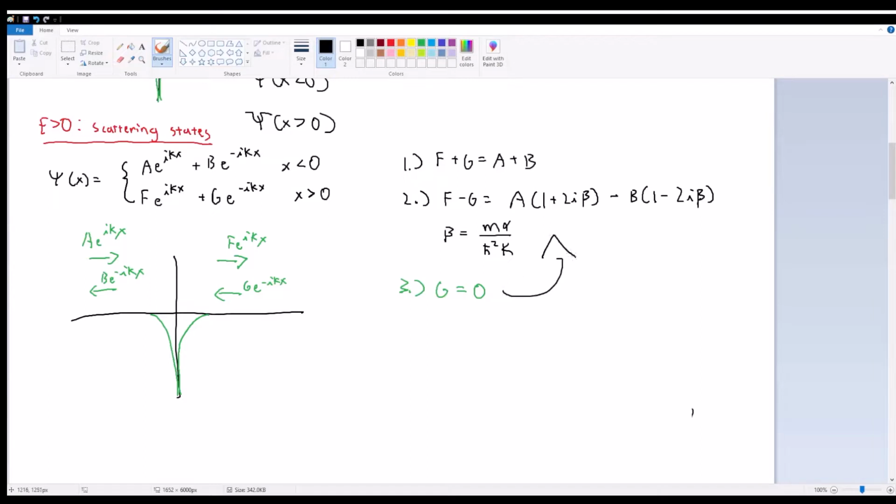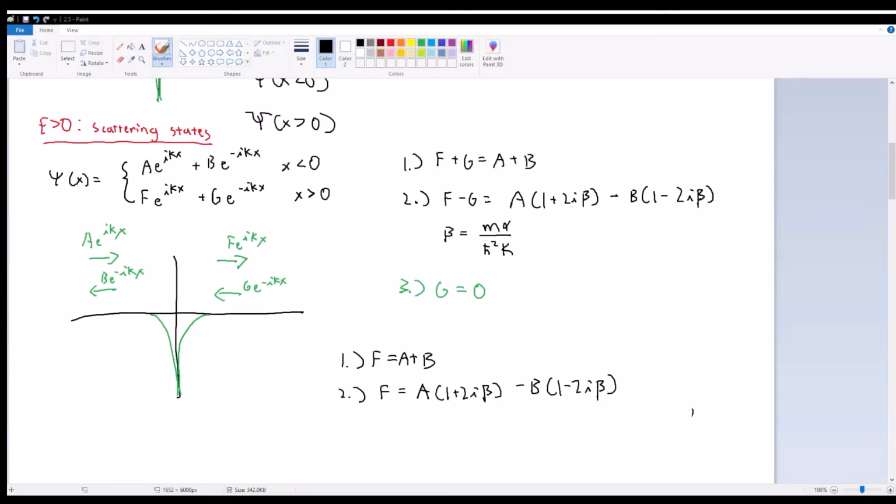We shove G equal to 0 into these above constraints, and what we have left is, first off, F equals A plus B, and second, F is equal to A(1 plus 2iβ) minus B(1 minus 2iβ). Apologies, not B, beta. These are our new constraints, and this is much nicer because, assuming that for now we ignore K, this has been reduced to a system of 3 variables with 2 constraints, compared to before where we had 4 with 2 constraints.